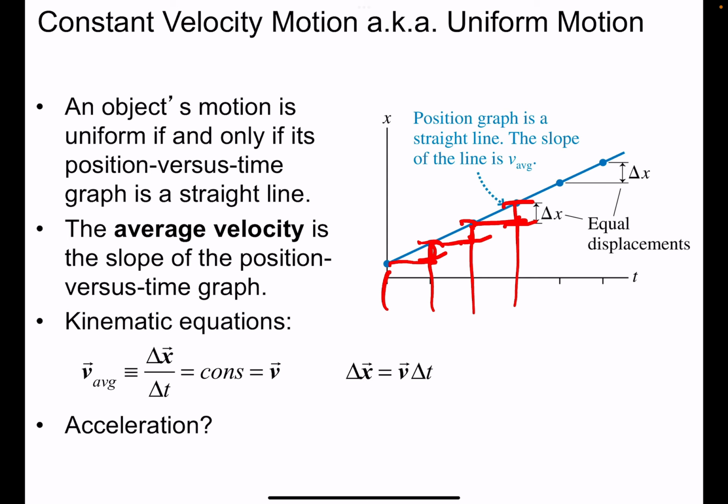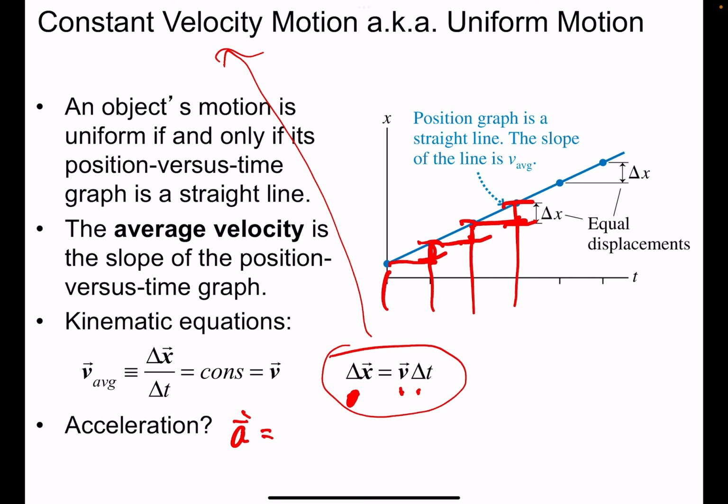And the average velocity is the slope of the position versus time graph. The only kinematic equation we need for constant velocity motion is this one: displacement equals velocity times time. What's the acceleration of constant velocity motion? Because there's no change of velocity, acceleration has to be zero. There's no acceleration.